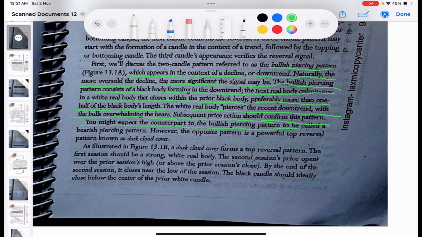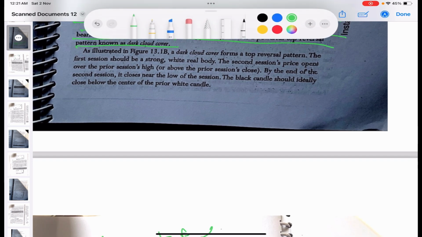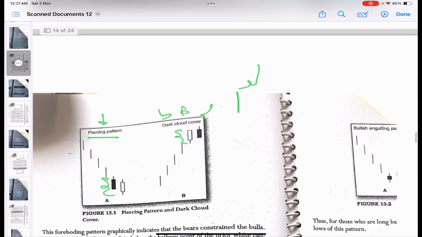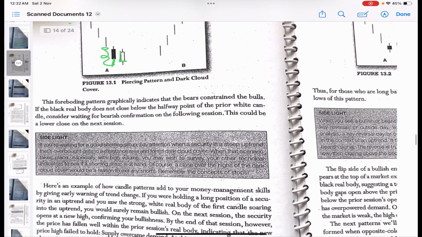You might expect the counterpart to the bullish piercing pattern to be called a bearish piercing pattern. However, the opposite pattern is a powerful top reversal known as dark cloud cover. So it's not called a bearish piercing pattern, it's called a dark cloud cover, but obviously means the same thing. Then we have the dark cloud cover, which we saw, the second one. The first session should be a strong white real body. The second session's price opens over the prior session's high. By the end of the second session, it closes near the low of the session. The black candle should ideally close below the center. Okay, so you can also see this. This candle opens below the low of this, and this candle opens above the high of this.